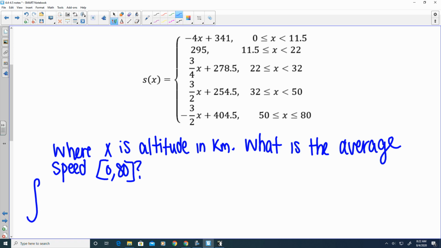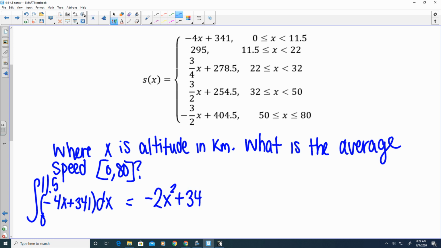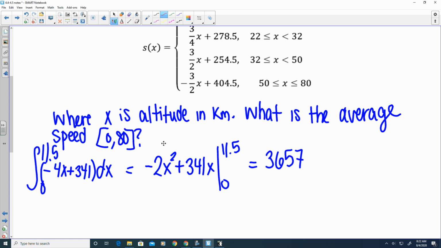So from 0 to 11.5, our function is negative 4x plus 341. Luckily for us, these are all polynomials. These are all nice antiderivatives. This one turns into negative 2x squared plus 341x from 0 to 11.5. And again, to save us just a little bit of time, I'm not going to plug it in and show you. I'm just going to give you the answer for each individual piece of this. So that's 3,657 for the first piece.